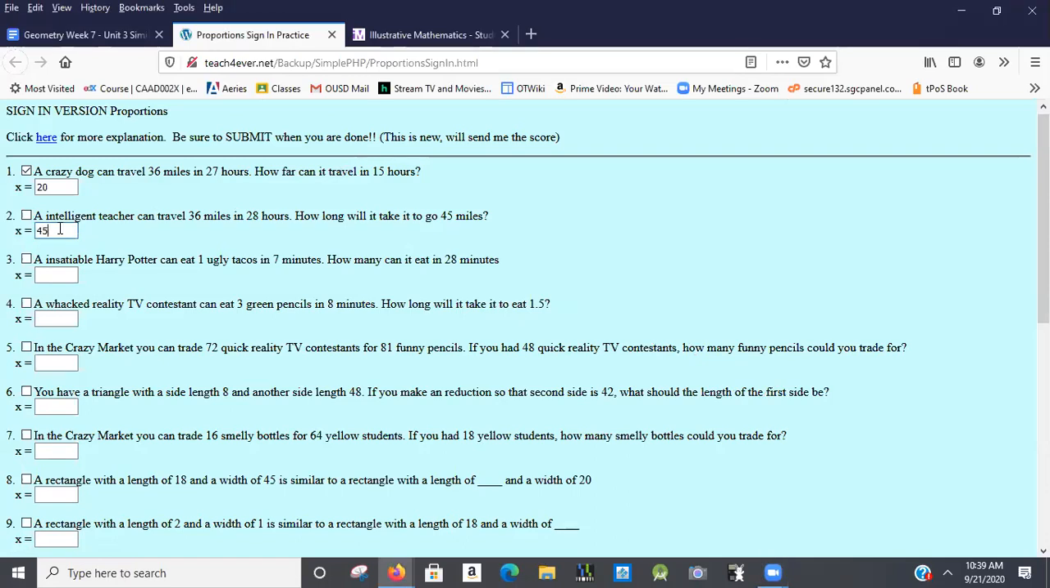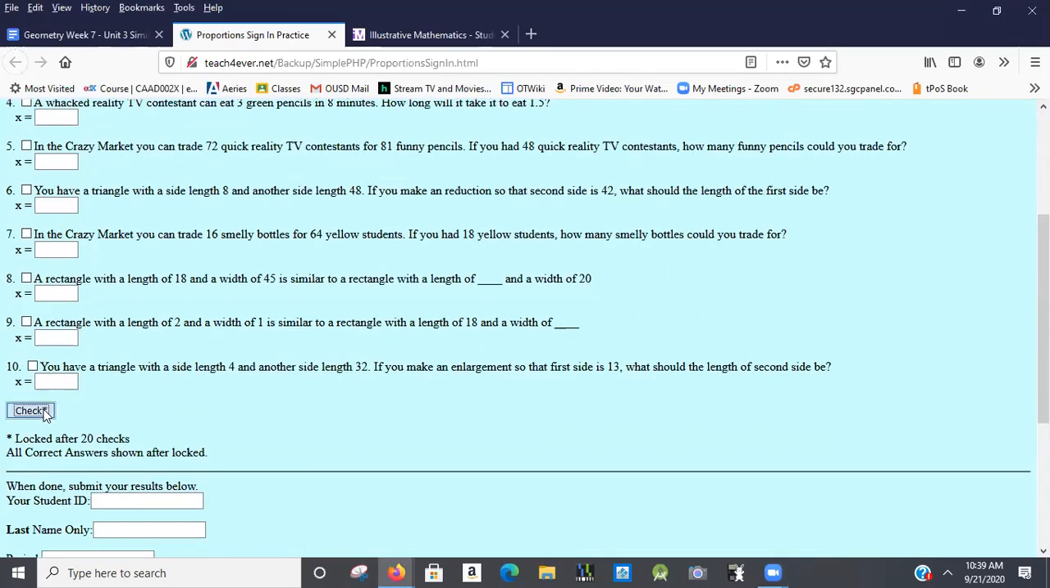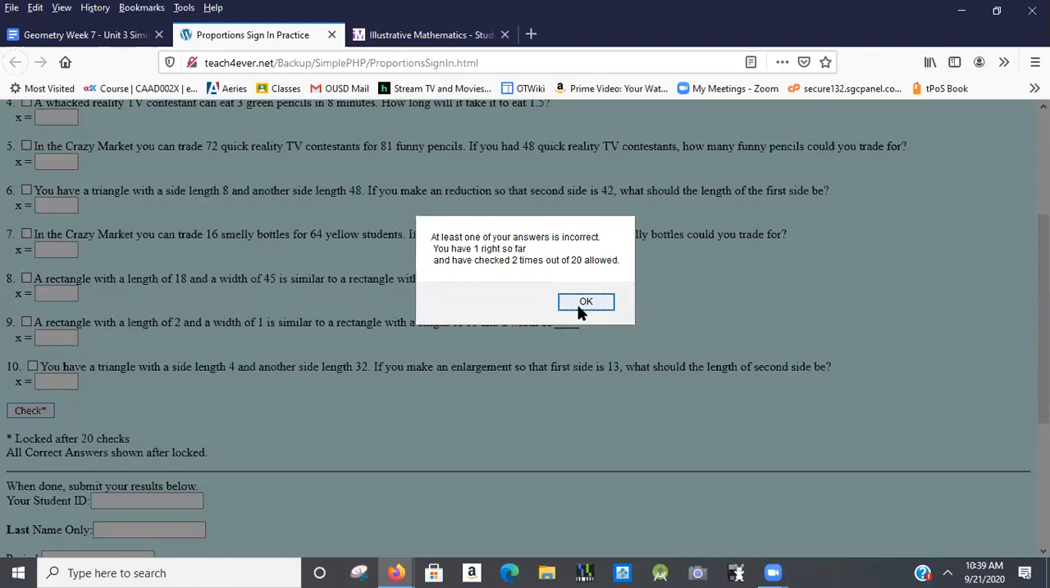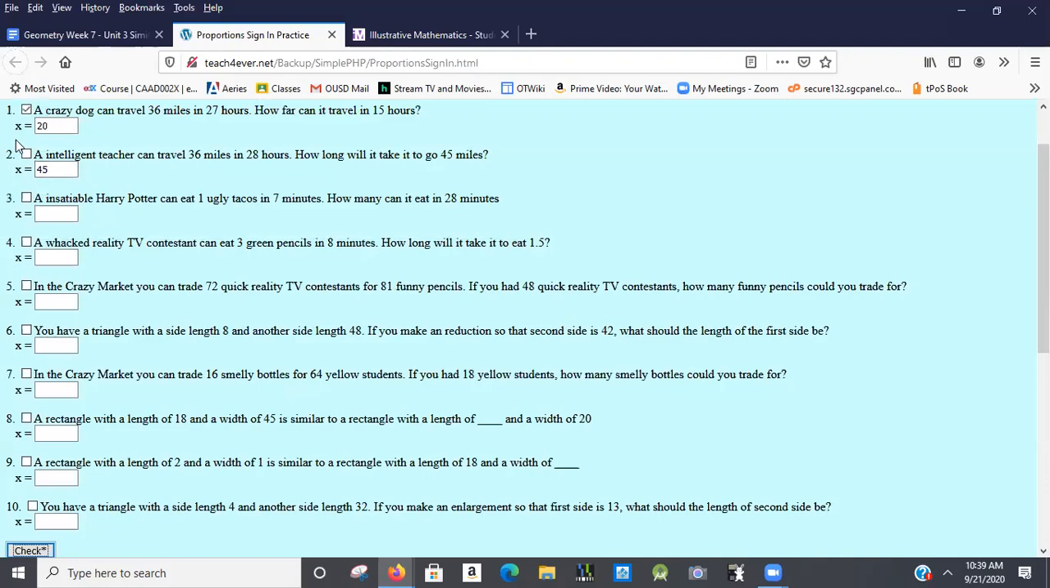So we got 45, check that. And it's right. Oh, wait, no, it's not. What did I do? Oh, because I typed in the wrong answer. Not 45, 35. Notice no check mark because I didn't get it right.